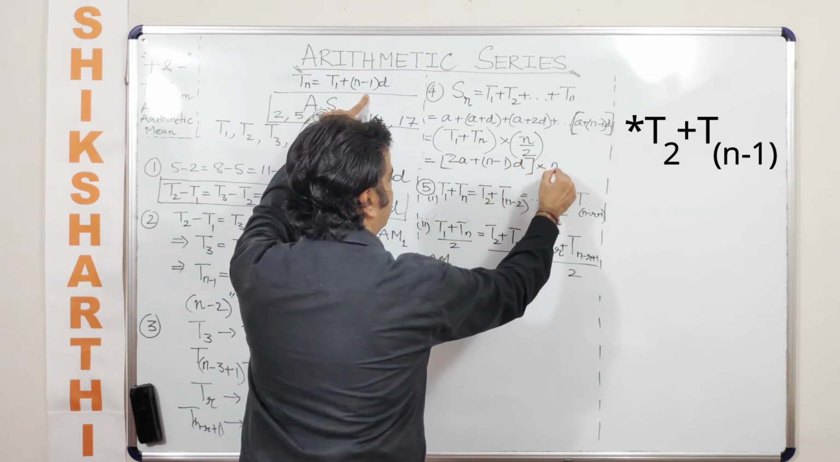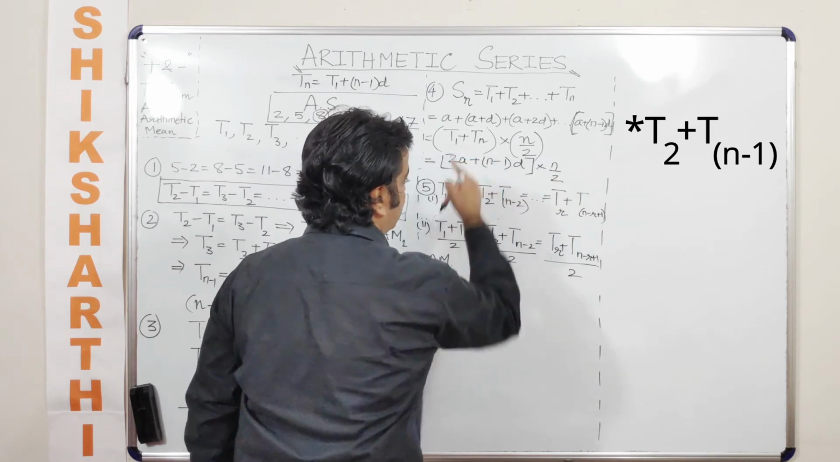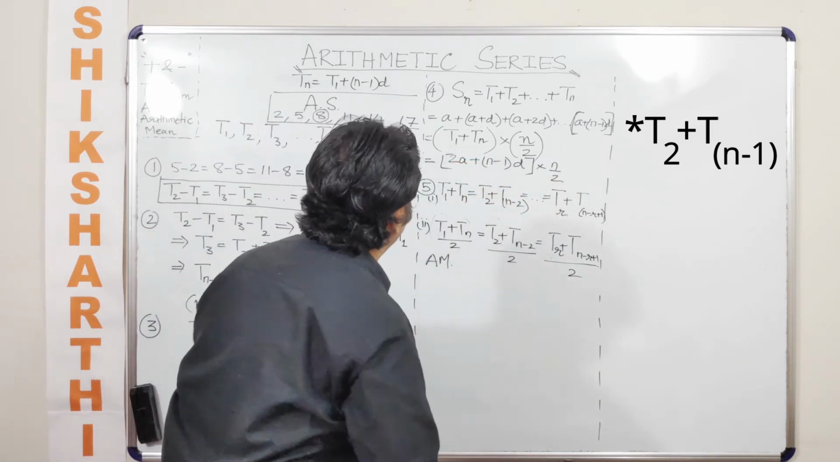This entire thing multiplied by n by 2. This is another way to put this. Hope you would have understood this. Okay.